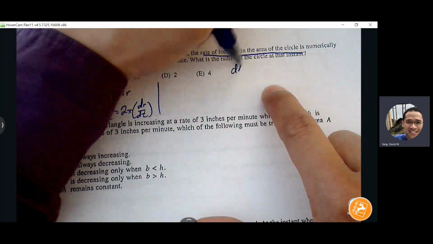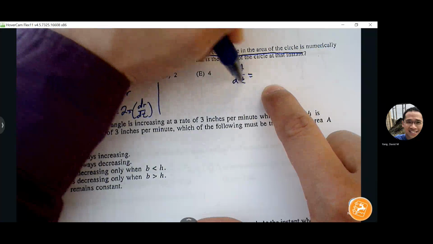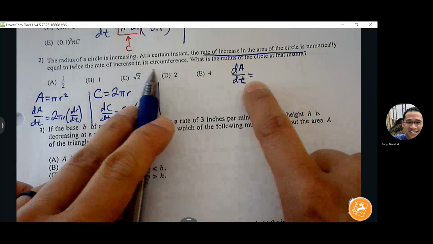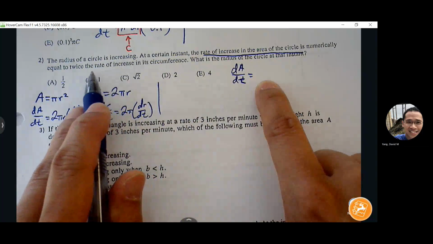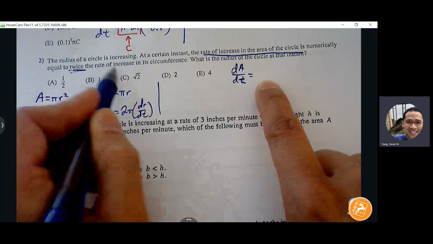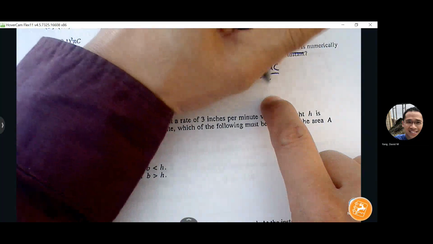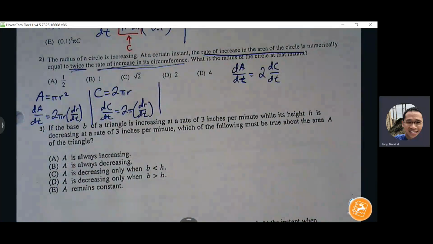Okay, so it says that dA dt is numerically equal to twice the rate of increase in the circumference. So dA dt is equal to what? 2 dC dt, yeah. Okay, so at least we're able to get those words into some sort of formula. What is the radius of the circle at that instant? So we know that dA dt is equal to 2 times dC dt, and we're looking for the radius.